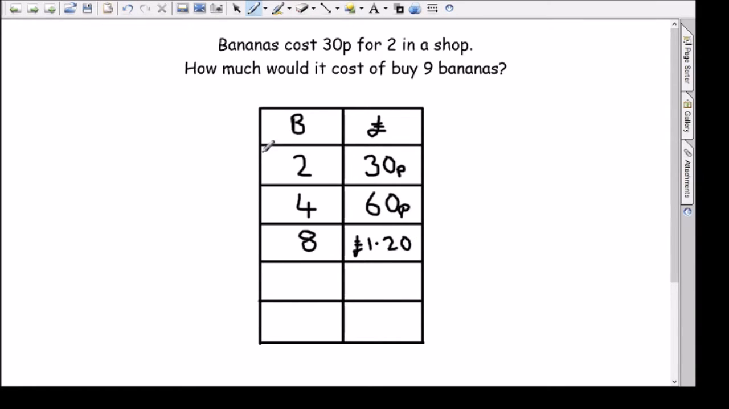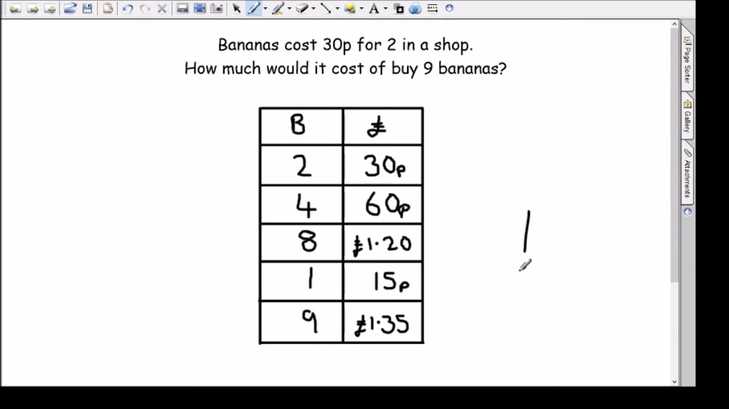I'm looking for 9. Okay, so how am I going to build up to 9? So 9's 8 and 1. I can get 1 because I know how many 2 are. So if I know what 2 are, I can easily work out how many 1 is just by dividing on the ratio table. Okay, here we go. So I've got 8 and 1, so that's 9 there. I've got £1.20 and I've got 15 pence. £1.35 there. So my answer is £1.35.